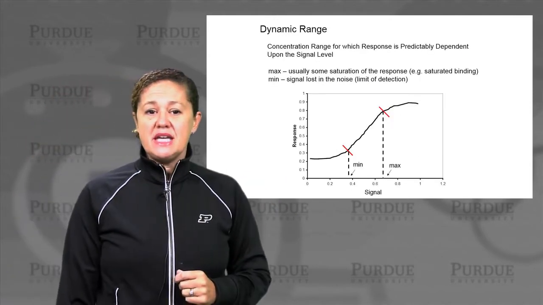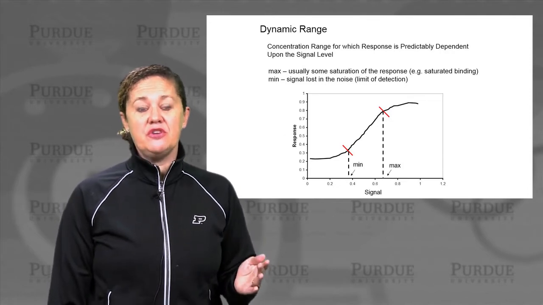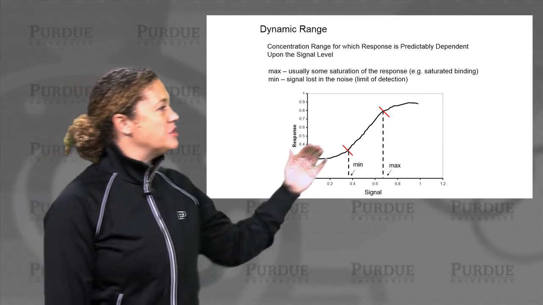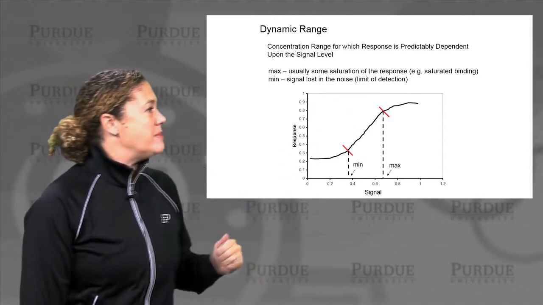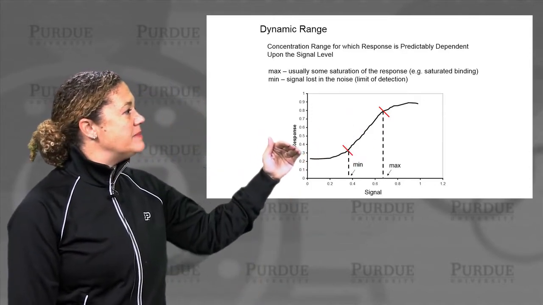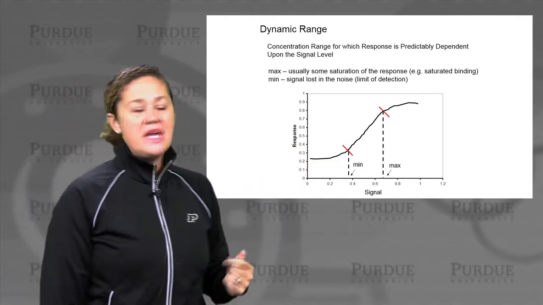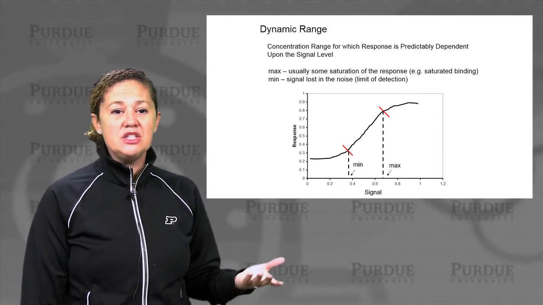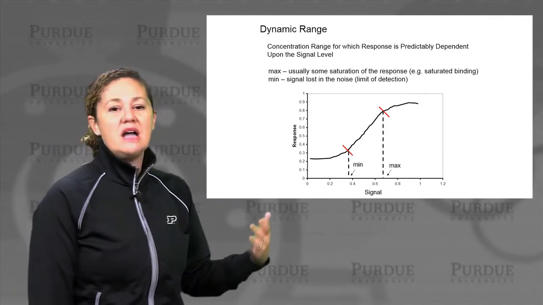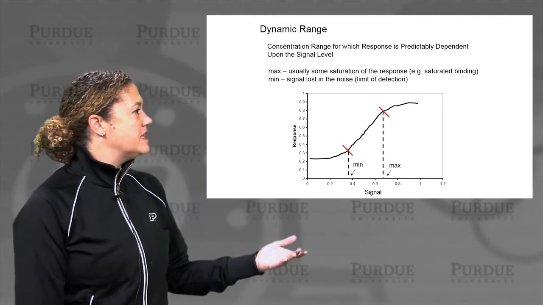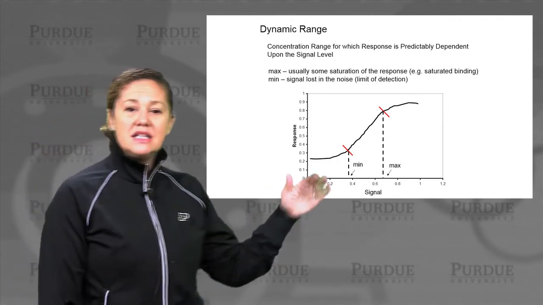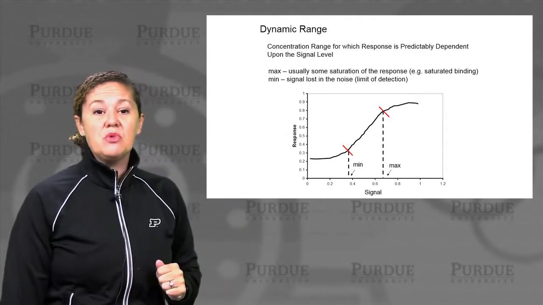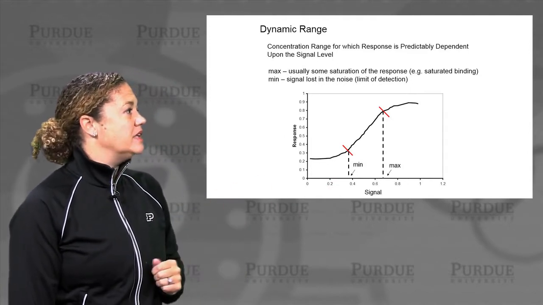So in most cases, our calibration curve, if you will, of the response versus signal is often actually more sigmoidal, right? Because we have some limits at the minimum and maximum. And this defines some range that we'll call our dynamic range. So this would be the level or concentration range of our signal for which the response is linear or predictable, to be more general upon the signal level, right?